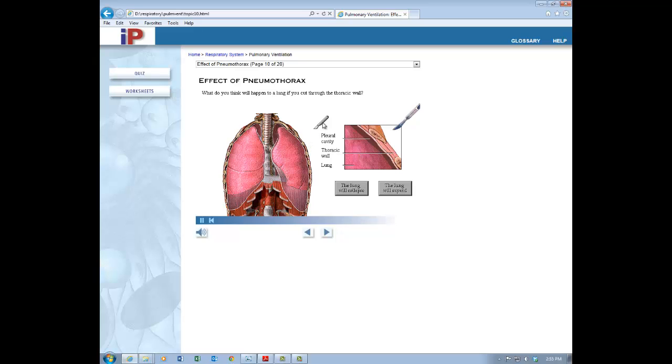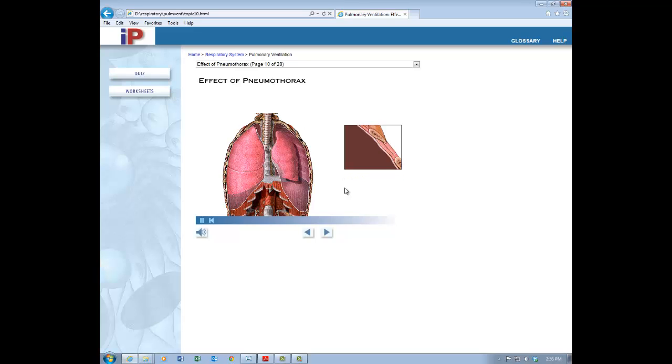If we look at our dividing tree, we have the trachea, then we have the primary bronchi, then we have the secondary bronchi, and then those that divide each lobe of the lung are called the tertiary bronchi.